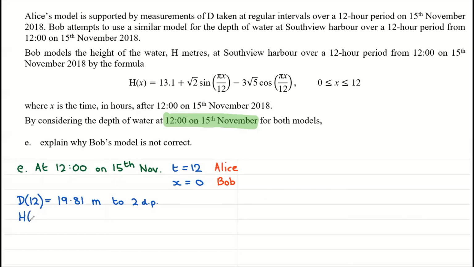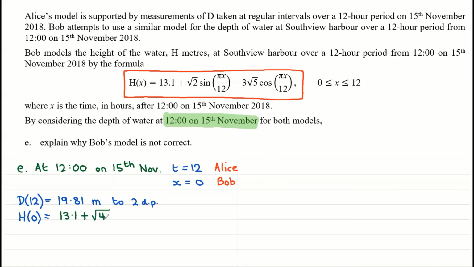Now, if we do H of 0, it depends how you want to substitute it in. We could just use the new way of writing the model, but it's not necessary really. We can use the model as it's presented here, just for a change. So we put 0 into this, and what do we get? Well, let's try it. So you're going to get 13.1 plus root 2. You can use the other version if you want to.